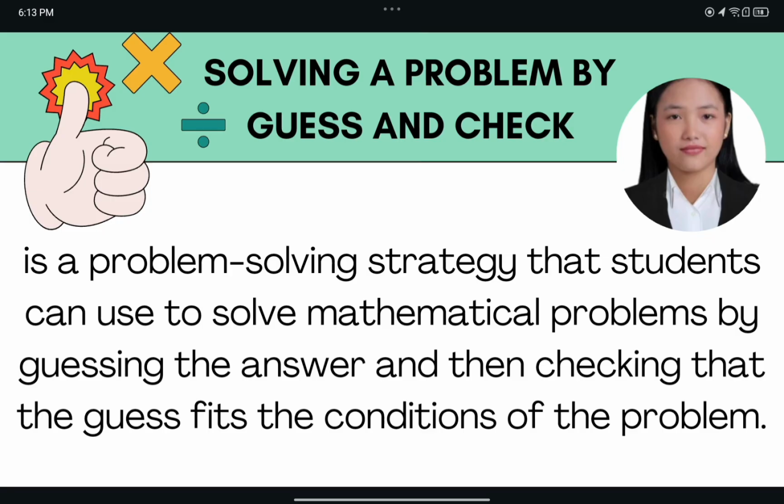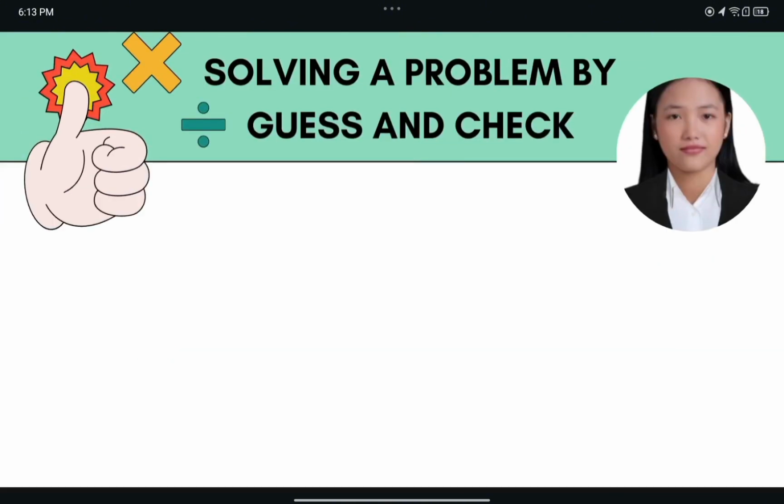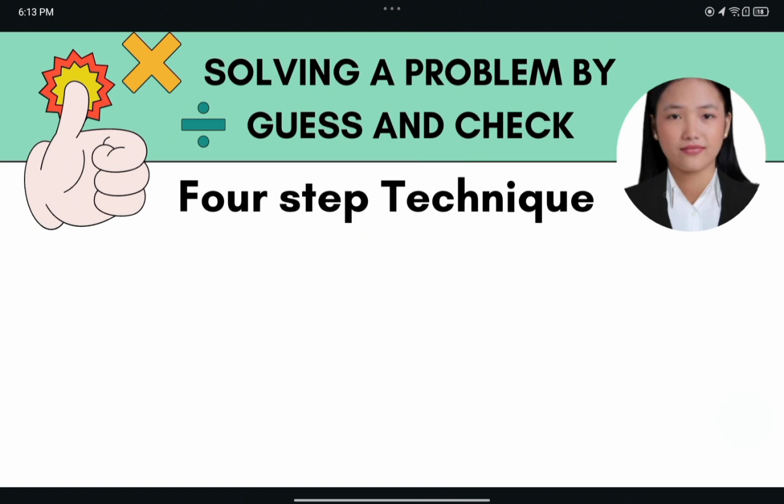So guess and check is a problem-solving strategy that students can use to solve a mathematical problem by guessing the answer and then checking that the guess fits the conditions of the problem. So, punta tayo sa solving a problem by guess and check. 4-step technique sa guess and check.